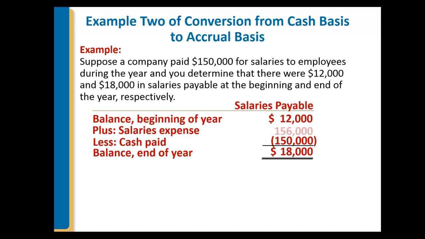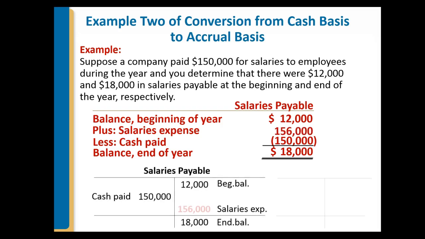Suppose a company paid $150,000 for salaries to employees during the year, and you determine that there was $12,000 and $18,000 in salaries payable at the beginning and end of the year, respectively. So how do we determine the real salaries expense for the year? Well, salaries payable increased by $6,000 during the year. So salaries expense must be $156,000, which is the $150,000 that was paid in cash plus the increase in the salaries payable during the year. Salaries payable of $18,000 is reported as a liability in an accrual basis balance sheet.